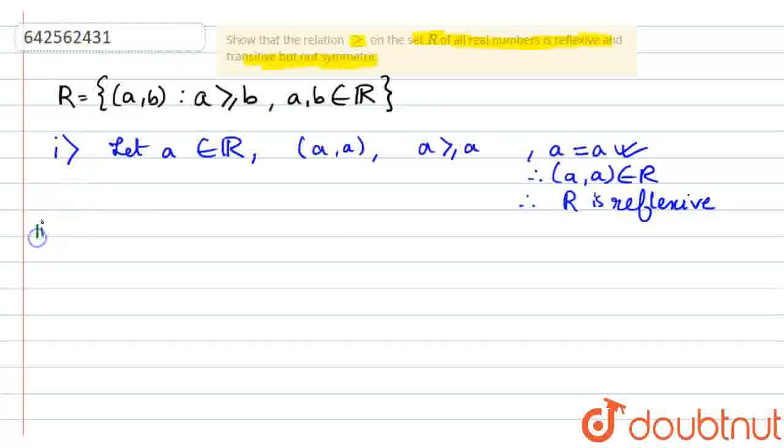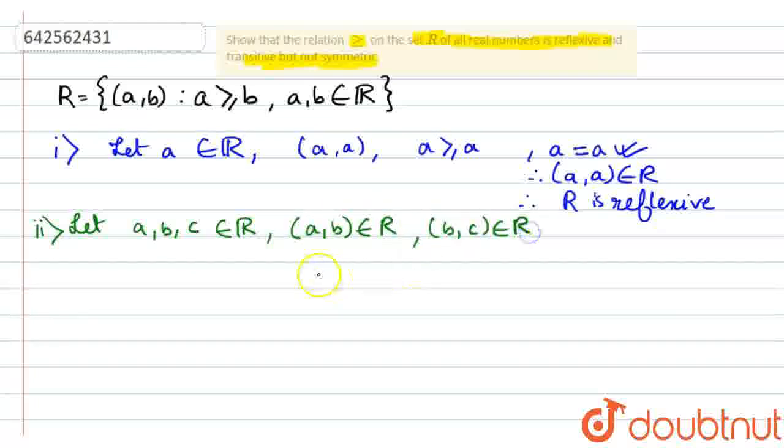Now, let a, b, c belong to R, the set of real numbers. And let (a, b) belong to R, the relation, and (b, c) belong to R, the relation. This implies a is greater than or equal to b and b is greater than or equal to c. Now from these two inequalities we get a is greater than or equal to b and b is greater than or equal to c. Now this implies a is greater than or equal to c.